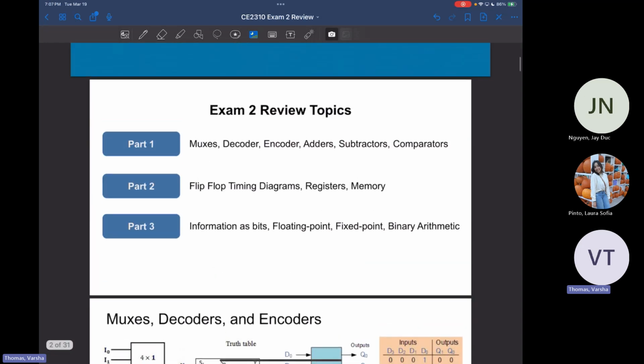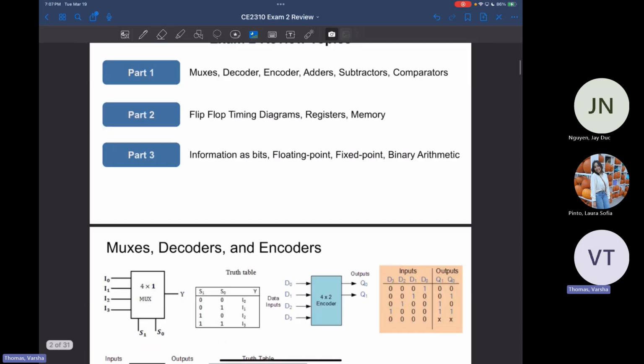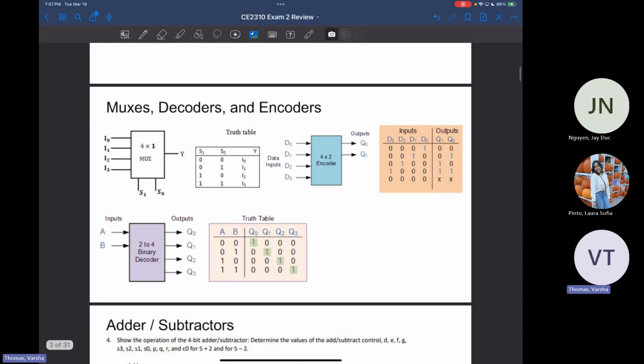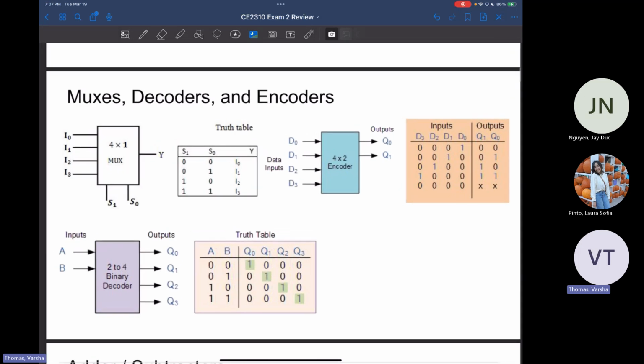So the topics we're going to go over are muxes, decoders, encoders, adders, subtractors, and comparators, flip-flops, timing diagrams, registers, memory, and then information as bits, floating point, fixed point, and binary arithmetic. So we start off with muxes, decoders, and encoders. I put them all on one slide here just so you can see the difference between them.